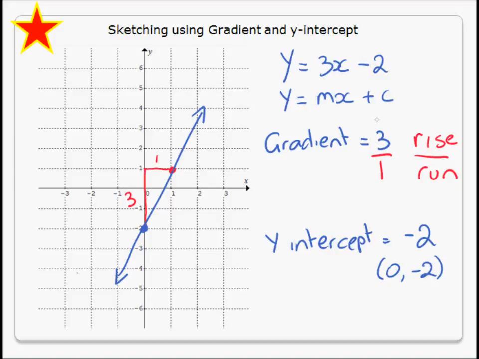Alright, let's say for example I didn't want to choose 3 over 1. I can choose any fraction that makes the gradient equal to 3. So I could have chosen, if I wanted to, 6 over 2. And that would have meant that I would have started at the y-intercept, but I would have needed to count up 6. 1, 2, 3, 4, 5, 6. And then I would have needed to go across 2. So 6 over 2 still gets me on the line.